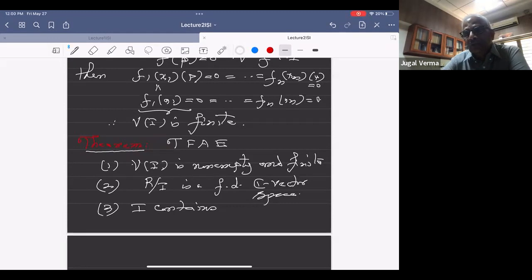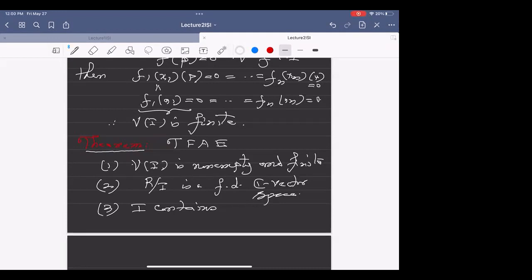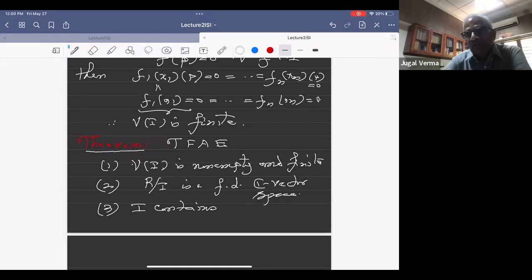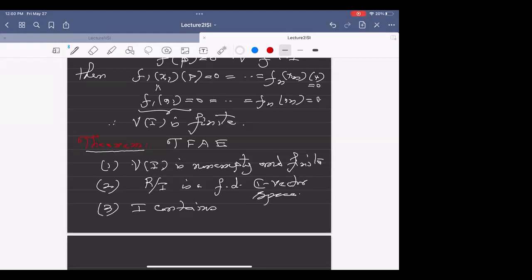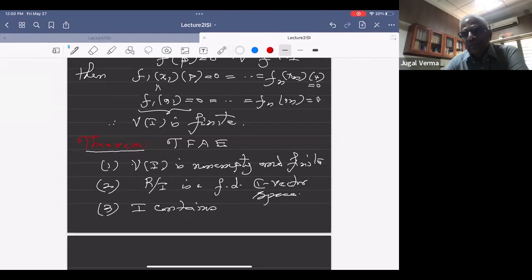Amit Kumar should mute himself. Amit Kumar, can you mute yourself? I am muted, sir, already. No. There is some noise coming. Munir Nabi, can you mute yourself?